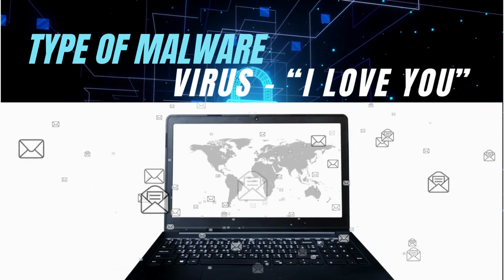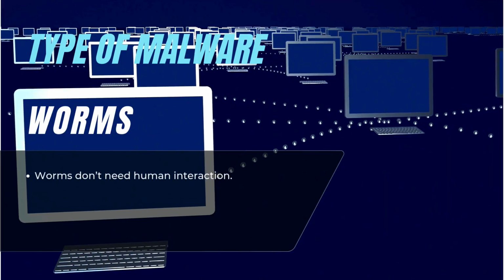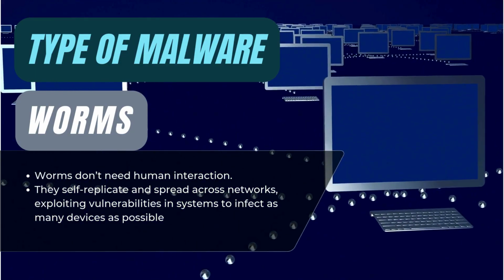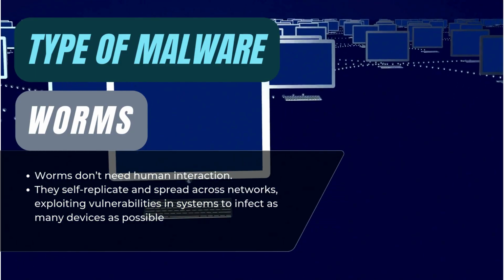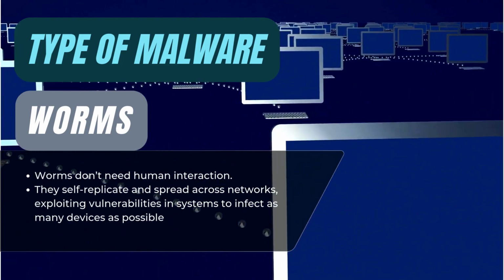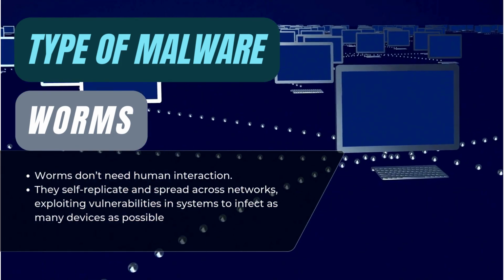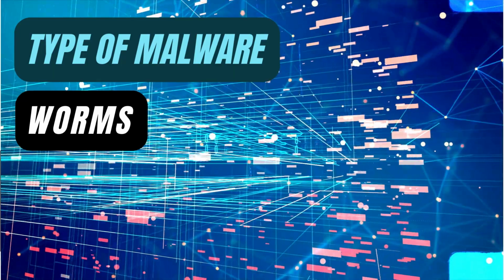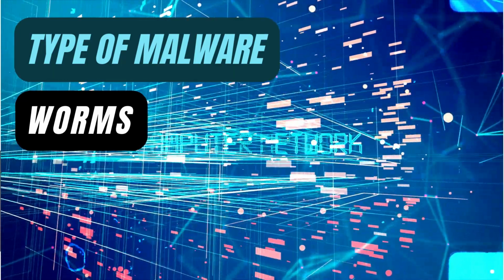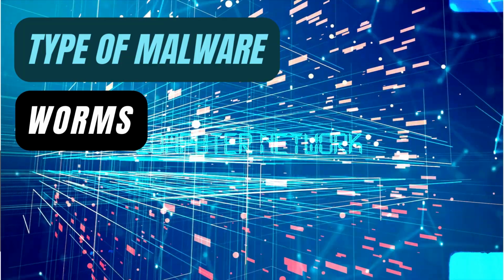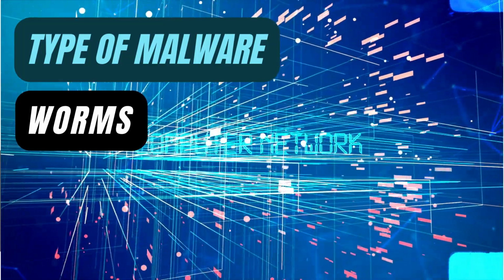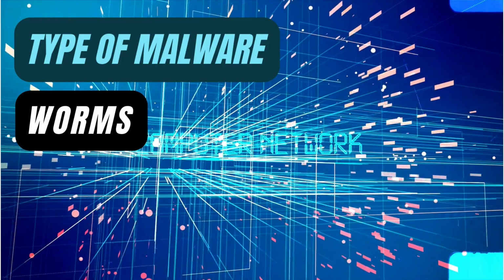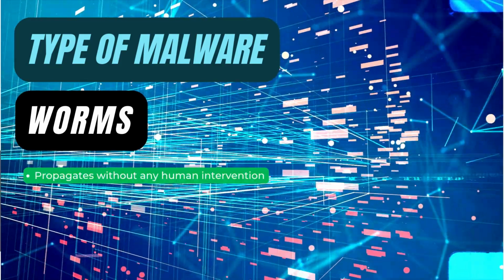The I Love You virus remains a classic example of how easily malware can spread when proper email security measures aren't in place. Second, worms don't need human interaction. They self-replicate and spread across networks, exploiting vulnerabilities in systems to infect as many devices as possible. Worms pose a significant risk to network security because they contain the same destructive potential as other malware, but with an added twist. They propagate without any human intervention.